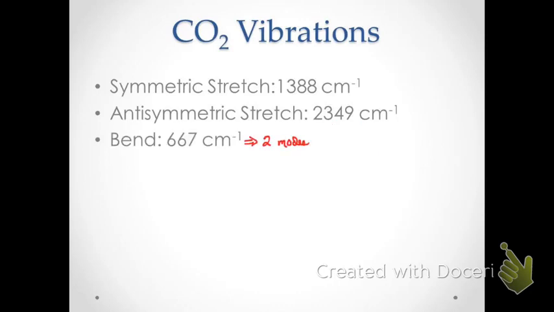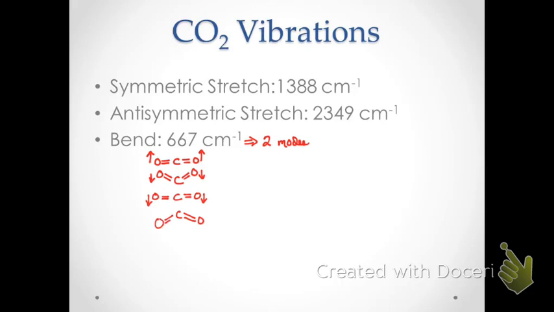And then finally we have the bending vibration. Now remember, CO2 has 4 vibrations total, but 2 of those are the bend vibration. And so we have this depicted here. Again, you can think of it like it's flapping the wings. The oxygens are moving up and down in these vibrations.